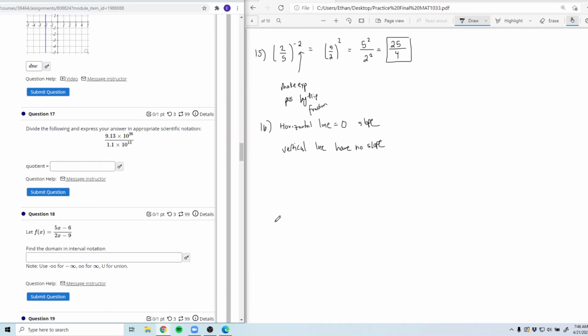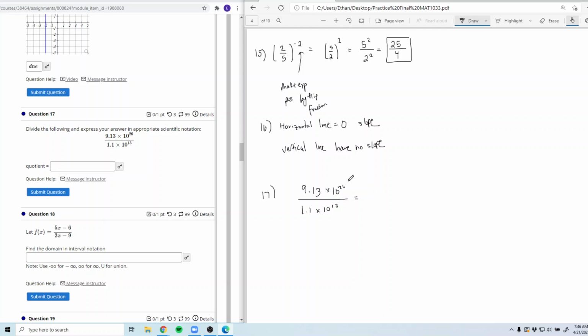All right, number 17. Number 17 is one of those old scientific notation problems. We got 9.13 times 10 to the 26 over 1.1 times 10 to the 13th power. Now, how do we do this? Well, there's a couple ways to do it.